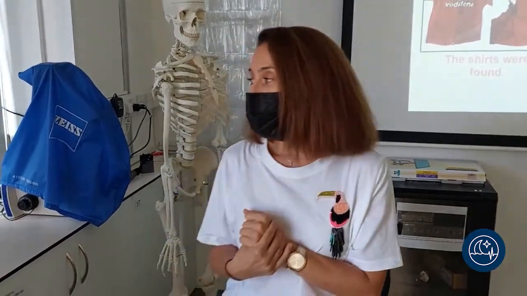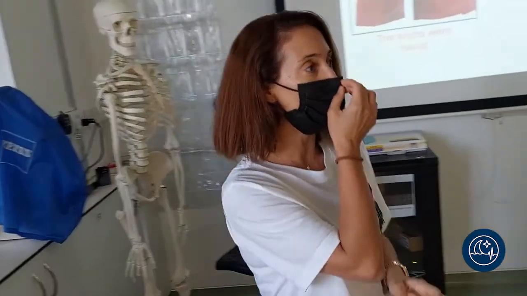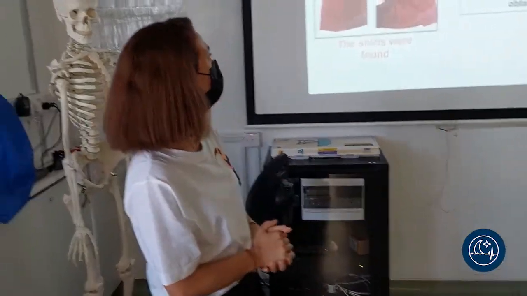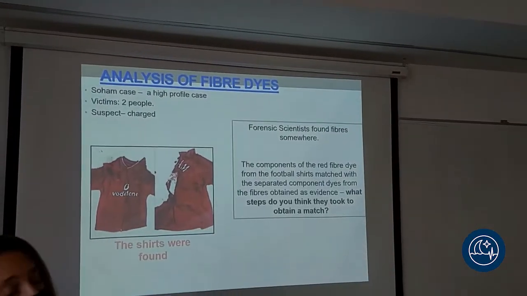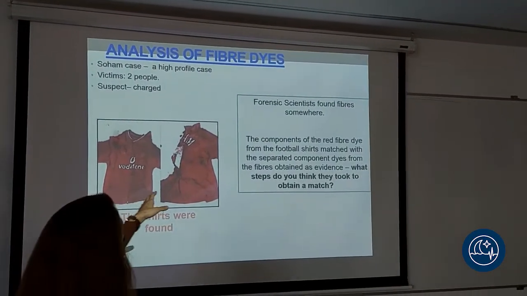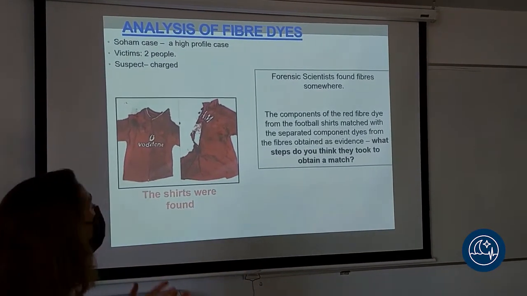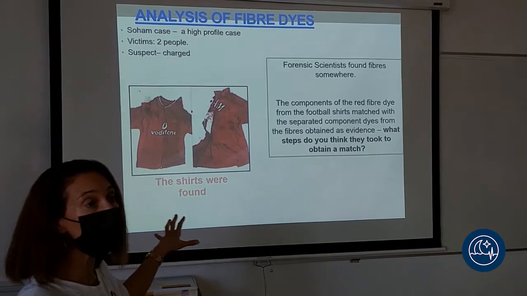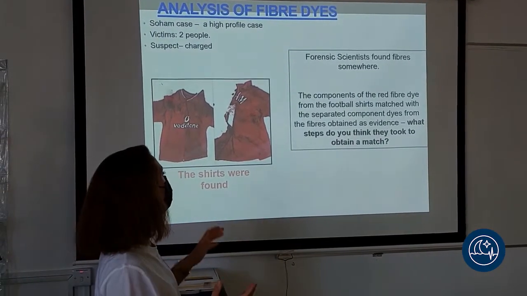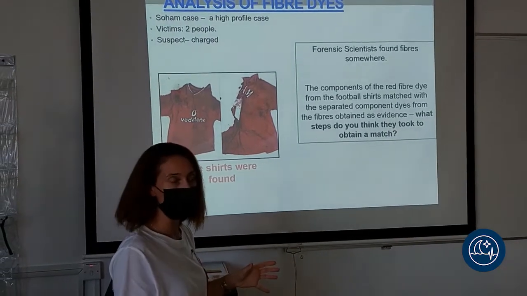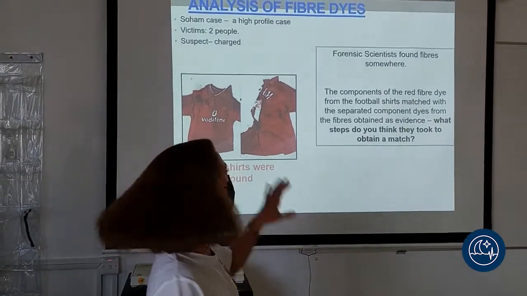So another case, guys, is the Soham case. I don't know, maybe Fadini remembers this. This happened around 2002, where two people went missing, and they were wearing Manchester United football t-shirts. They went missing, and people were looking for them everywhere. Their shirts were found, but the people weren't found. The police had a suspect, they went into the suspect's house, and they found some red fibres of the t-shirt.